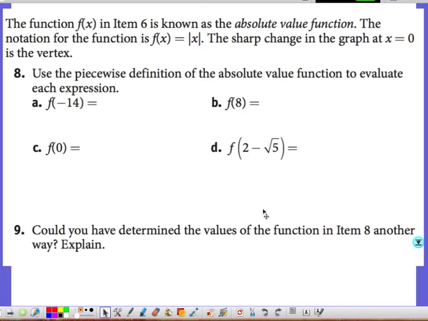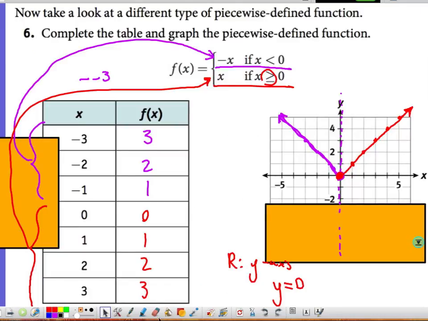The function f of x in item 6 is known as the absolute value function. The notation for the function is f of x equals absolute value of x. The sharp change in the graph at x equals 0 is the vertex. So right here, that is the vertex. This is going to be called the vertex, the point where both lines meet.